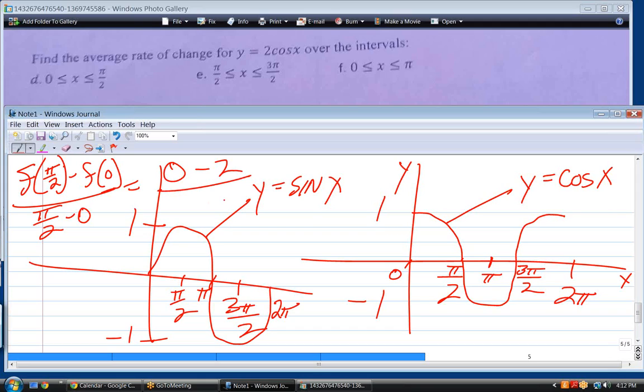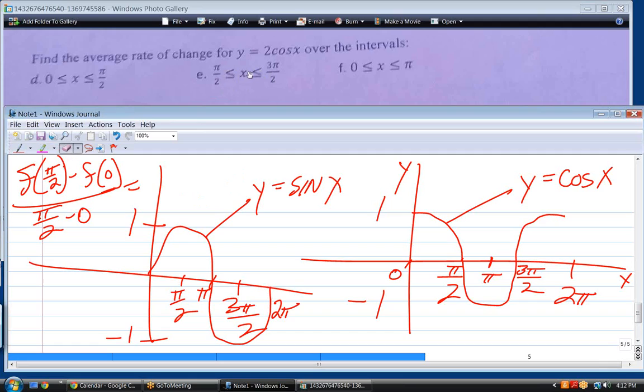What's the denominator? Pi over 2. What's the answer? Negative 2 over pi over 2. Negative 4 over pi. In other words, when I say simplify that, I mean turn it into a single rational quotient. In other words, flip the bottom and multiply. When you flip the bottom and multiply, you get minus 4 over pi.